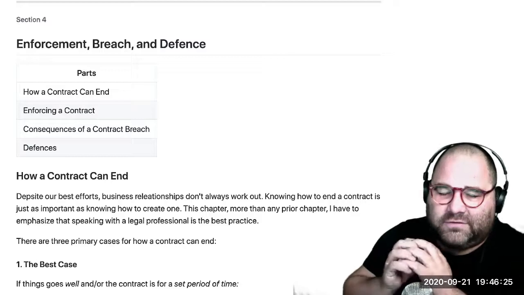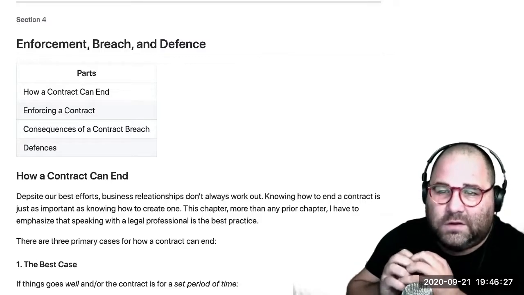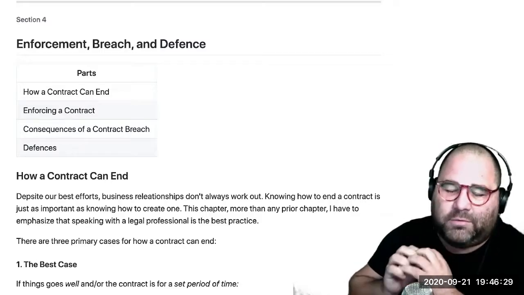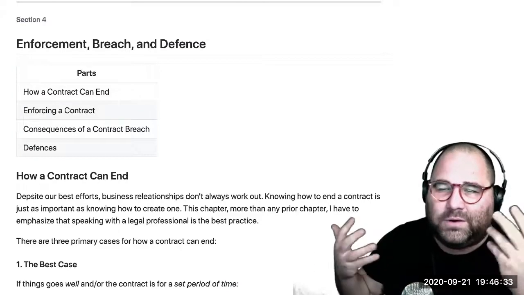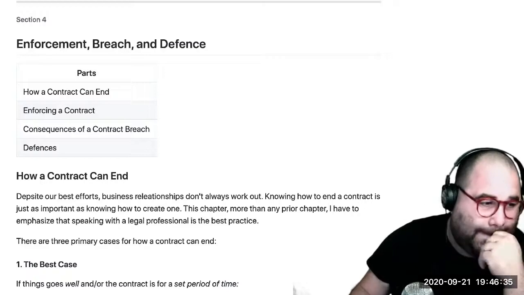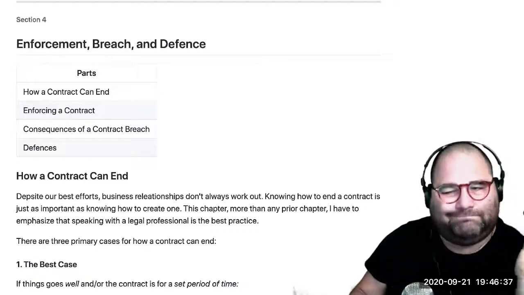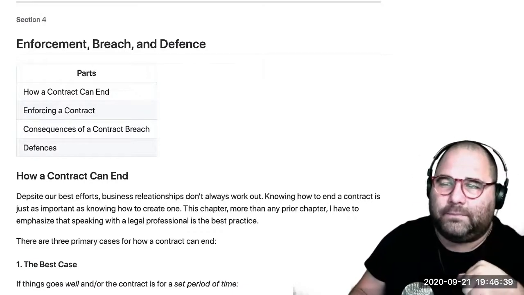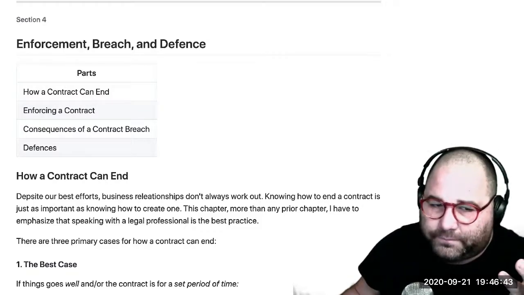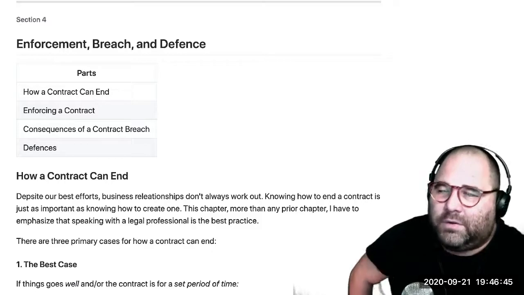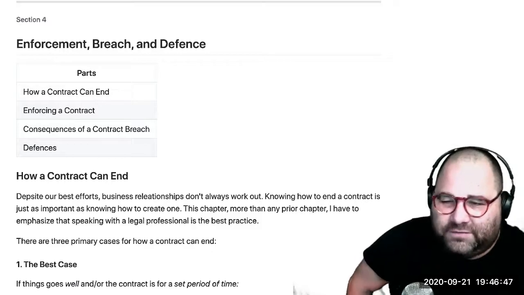Locking a set of promises into a good contract allows us to proceed with the work, to proceed with the employment, to proceed with the loan, to proceed with the things that we need to do. So it's like, we're good, we're done, right? Well, what happens when the contract doesn't work out? So what we want to talk about is enforcement, breach, and defense.